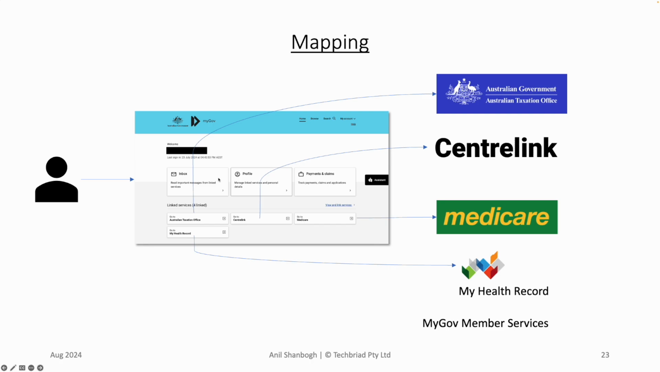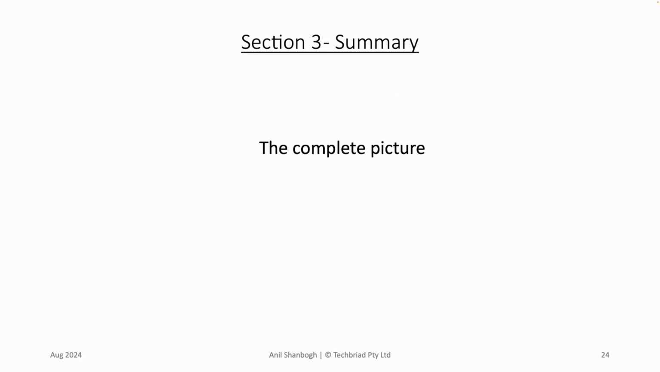And the other big advantage is that there's a single inbox which collates all the information from each of the member services. So if Centrelink wants to send me information, they send it off to myGov. If Medicare wants to send information to me, they send it off to myGov. I just log into a single inbox. I have access to all my information or communication there. So let's continue on and complete this picture.